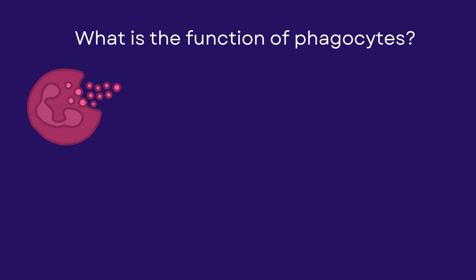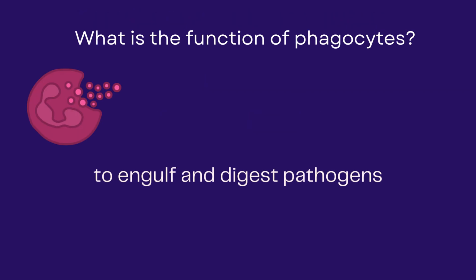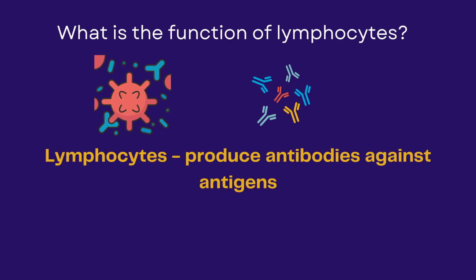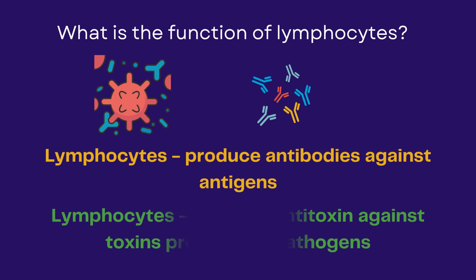What is the function of phagocytes? Very good. Engulf and digest pathogen. What is the function of lymphocytes? They produce antibodies against antigen, and they also produce antitoxins against toxins produced by pathogens.